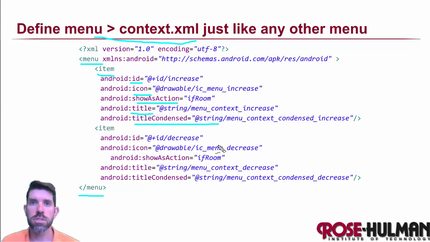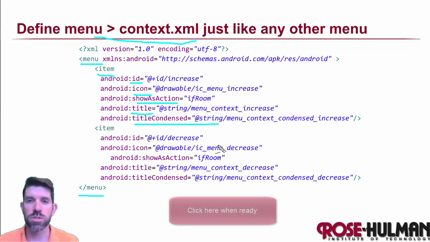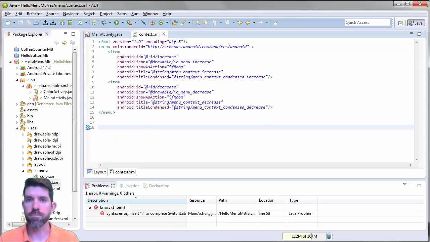So what I'd like you to do is go ahead and make this new context menu .xml, put it in the menu folder, and then come back. I'm okay with you just copy and pasting this since you've already had practice with some other menus. All right, so go ahead and do it. Okay, so hopefully you copy and pasted that in here.